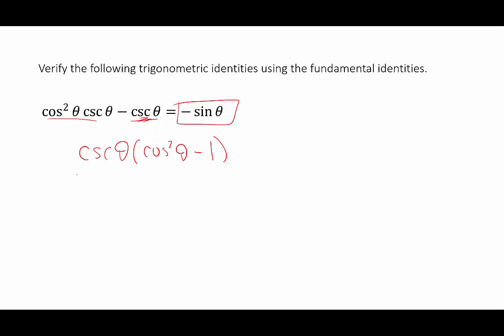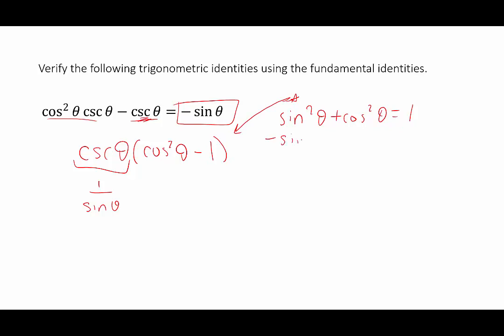And then, okay, interesting. So I can rewrite cosecant theta as 1 over sine of theta, but what am I going to do about this cosine squared theta minus 1? It almost looks like a Pythagorean identity. So the Pythagorean identity is sine squared theta plus cosine squared theta is equal to 1. Now I want to use this to make it look like this. And I need cosine to be positive and the 1 to be negative.